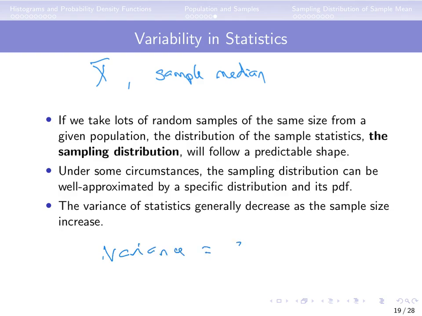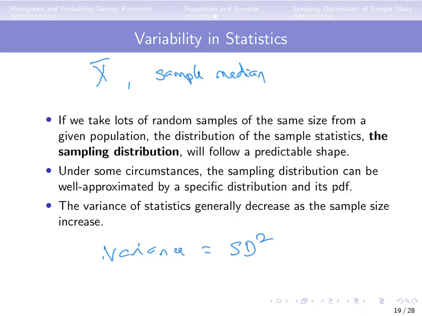Now, generally speaking, the variance or standard deviation, and as a quick recollection, variance is basically the standard deviation squared, generally decreases as the sample size increases. Variance measures how spread out your statistics are. So basically it's saying if you get larger sample sizes, then your sample statistics, like your sample means, will get closer and closer to each other on average.